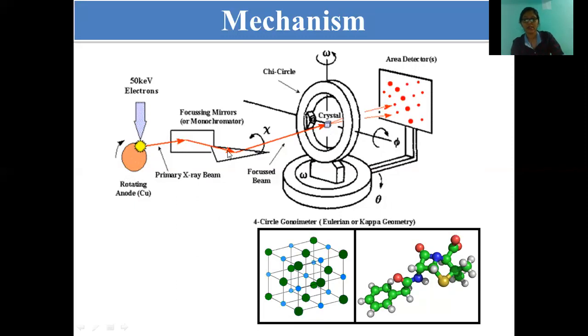The X-ray comes from the X-ray source and hits this protein crystal, and the data will be recorded on this detector screen or detector plate. The X-ray source basically used in the crystallograph is the X-ray tube.